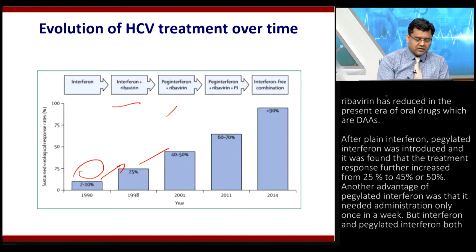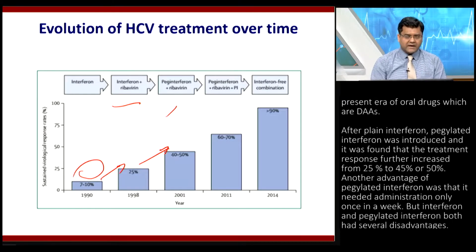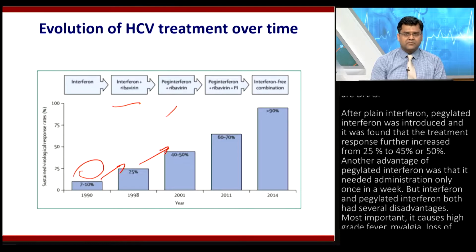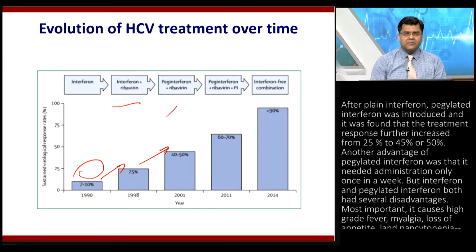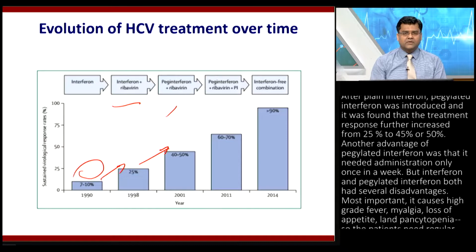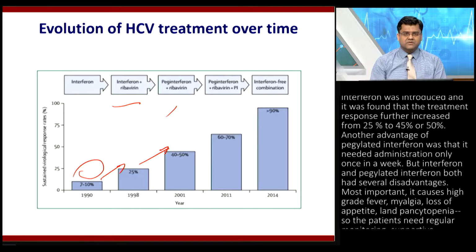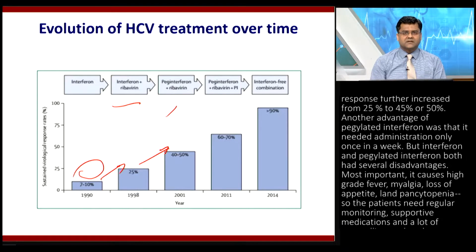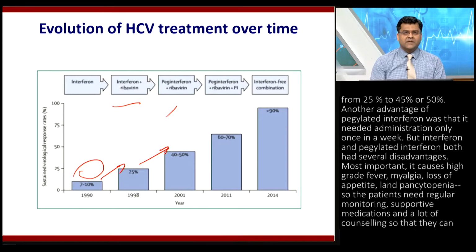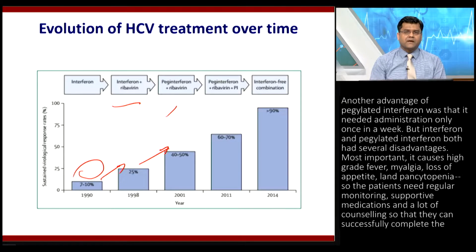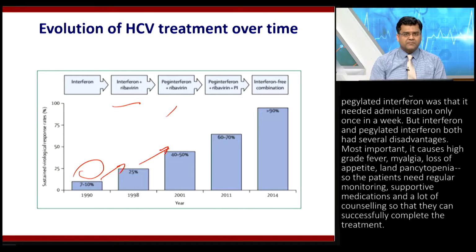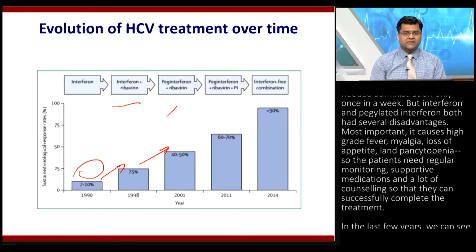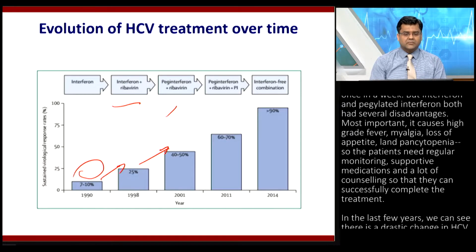Another advantage of pegylated interferon was that it needed administration only once in a week. But interferon and pegylated interferon both had several disadvantages. Most important, they cause high grade fever, myalgia, loss of appetite, loss of hair and pancytopenia. So, patients need regular monitoring, supportive medication and lots of counseling so that they can successfully complete treatment.